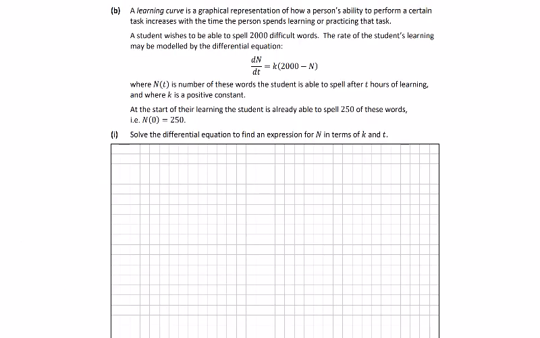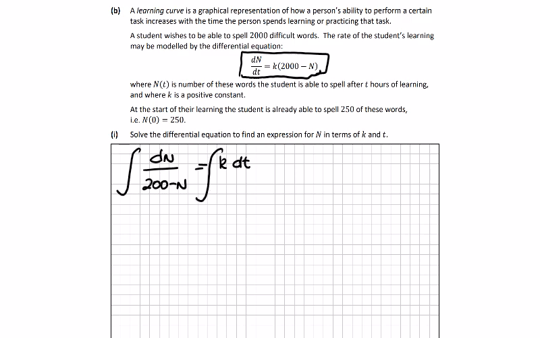In part B of this question, we have a differential equation. And if you got a fright with the dog barking, so did I. So we're going to have dn over 2000 minus n is equal to k dt. And if we integrate both these, we have some other information at the start of their learning. So when time is 0, they know 250 words. And then we have it between n and t.